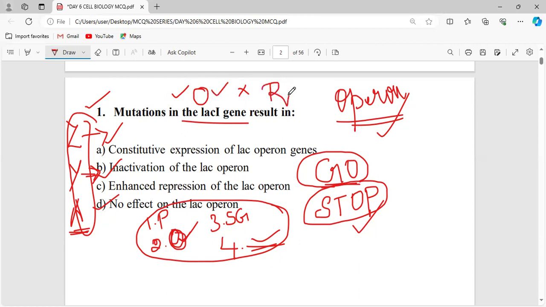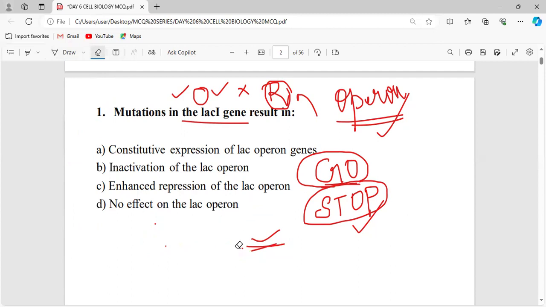Whenever any mutation happens in the repressor, another repressor will replace this particular mutated repressor, and the function will occur normally because it is not an integral part of the operon. Okay, and this is an important thing.